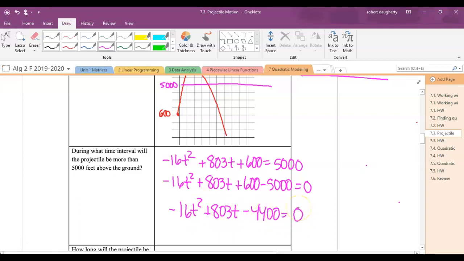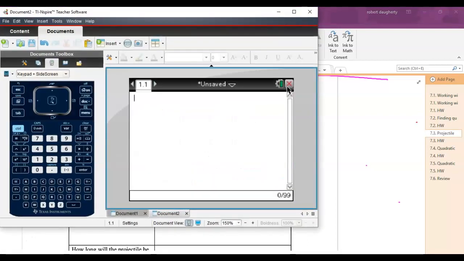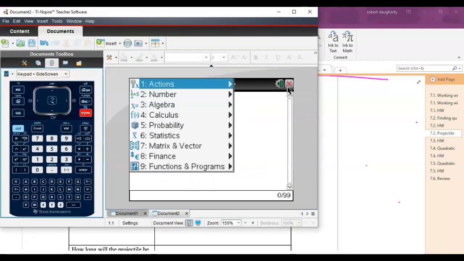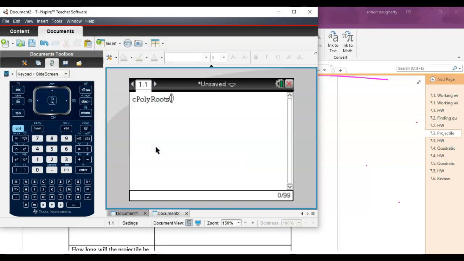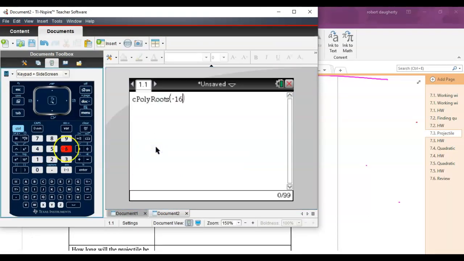How do you want to solve this one? Completing the square, quadratic formula, or what? Calculator. Okay, so you should be conditioned now. I'd rather use the calculator for this. So it's menu, algebra, polynomial, complex roots. So it's what? Negative 16 t squared plus 803 t. And it was either minus 4,400 or I could just write plus 600 minus 5,000.